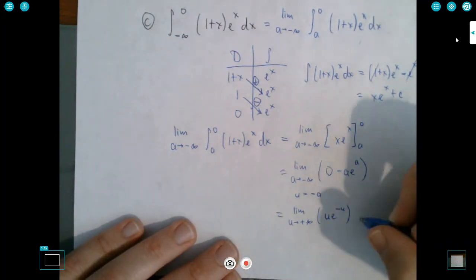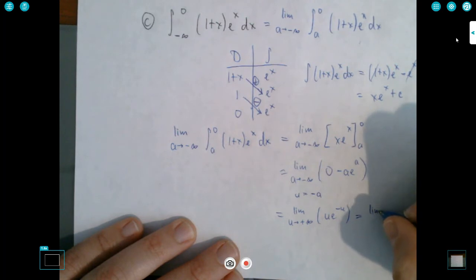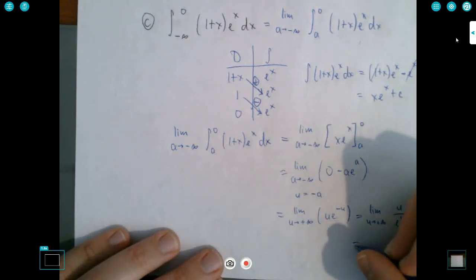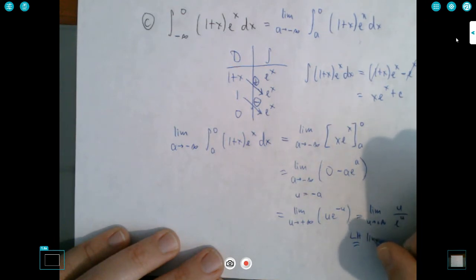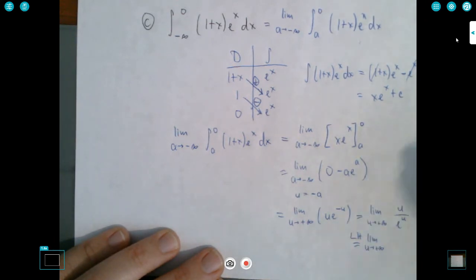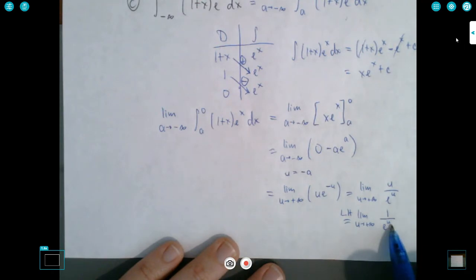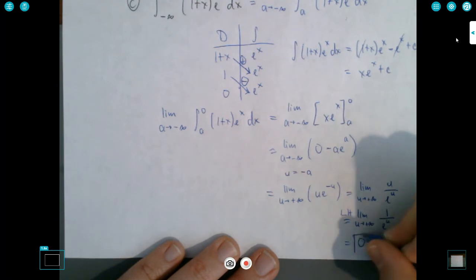The reason I thought to write it that way is because now I can write it as u over e to the u, and that's a L'Hopital situation, right? Because this is infinity over infinity now, so you can just use L'Hopital. So this is, by L'Hopital, the limit as u goes to positive infinity. It's been a while since we've had to do limits, right? But it would be derivative of the top over derivative of the bottom. And that's much easier to compute now because if we let u go to infinity, the denominator is going to go to infinity, so the fraction is going to go to 0. All that work for 0.